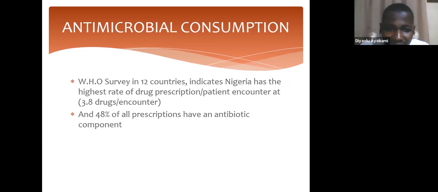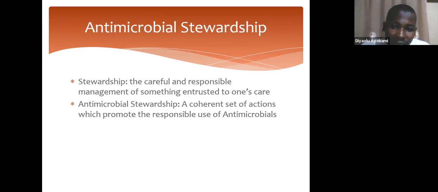More importantly, these antibiotics are even available in patent medicine stores and in pharmacies, and they don't require a prescription before they give you antibiotics. So it suggests we really have a big issue as far as antimicrobial consumption and antimicrobial resistance are concerned.